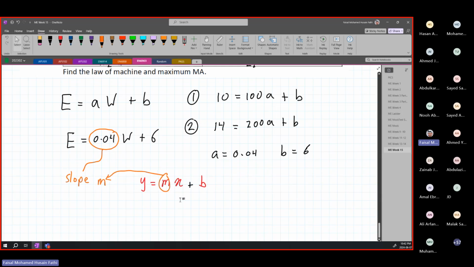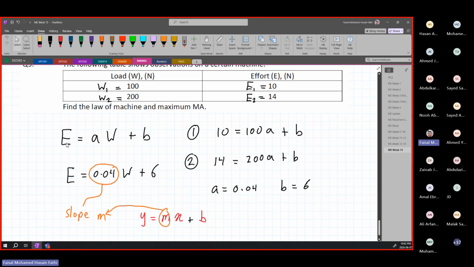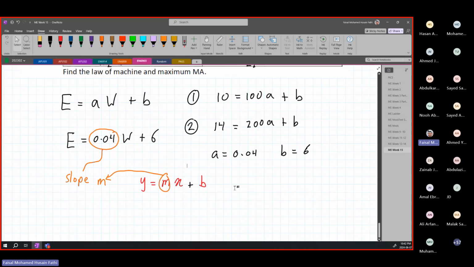That's all it is. It has nothing to do with MA. It doesn't have to do anything with any other m or mass or anything. It's just the slope. Tamam? It's just the slope of the equation.